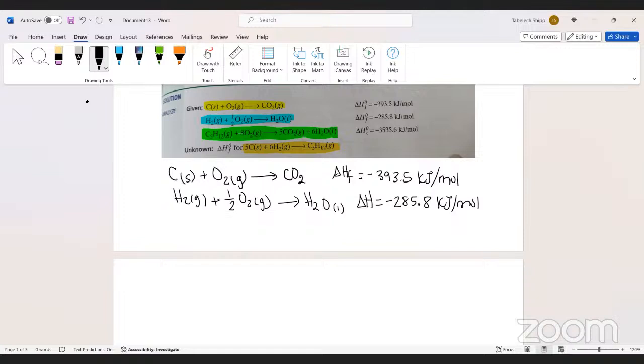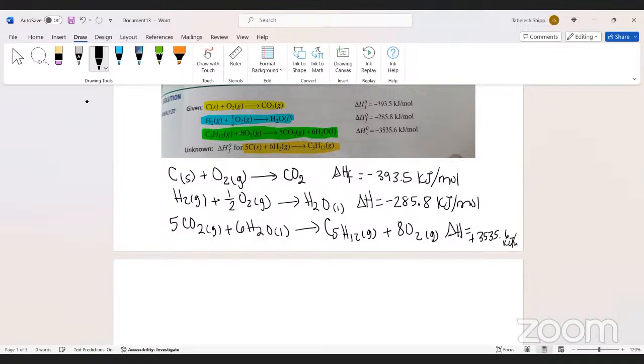So watch what I do when I flip it. I'm going to basically write 5 CO2 plus 6 H2O produces C5H12 plus 8 O2. And my delta H, y'all forgive me for writing this so sloppily, but I'm going to write it as small as I can. It becomes positive 35.6 kilojoules per mole, okay?